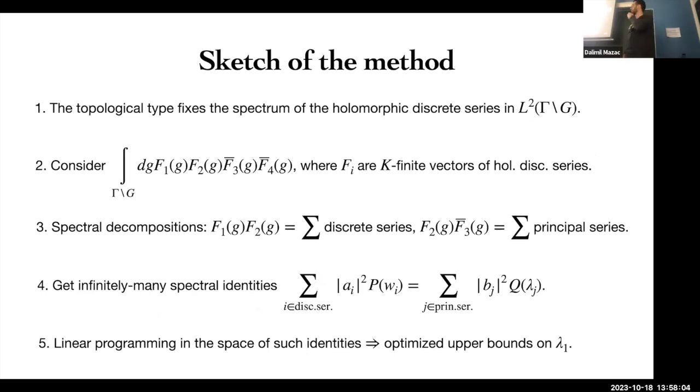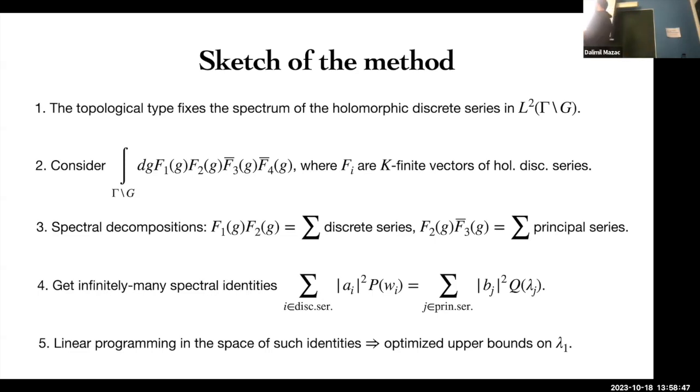Okay, so let me finally tell you what the method is. For a given topological type, we can fix the spectrum of the holomorphic discrete series in this Hilbert space. I'll explain all these things better later, but basically these are the holomorphic modular forms. The spectrum of holomorphic modular forms is very rigid. It only depends on the topology, not on where you are in the moduli space at a given topology. Then you consider an integral over the surface, or over some bundle over the surface, of a quadruple product of holomorphic forms and their conjugates.